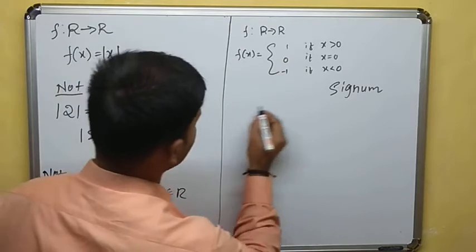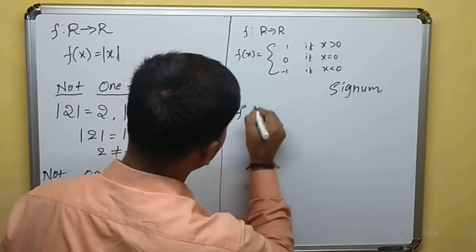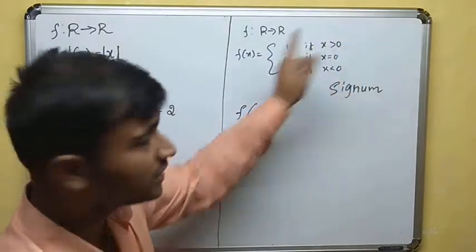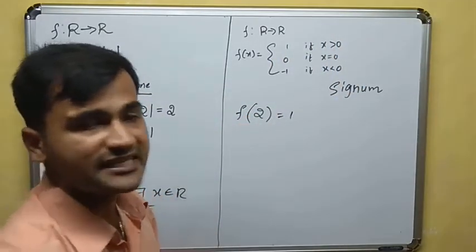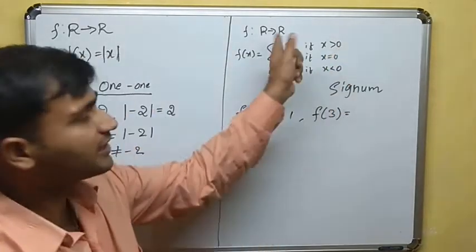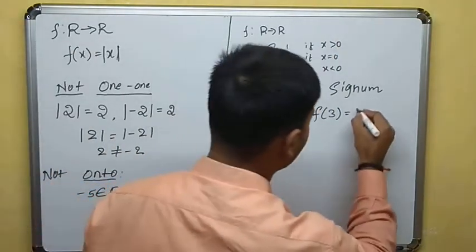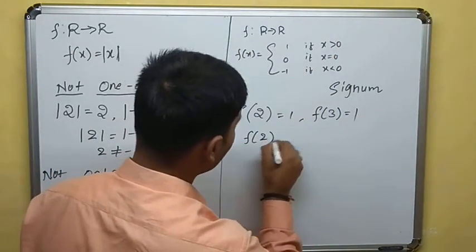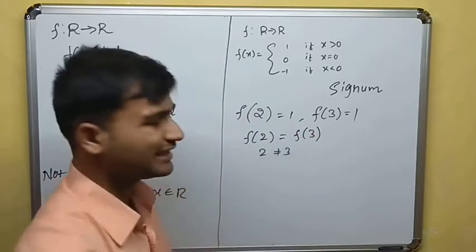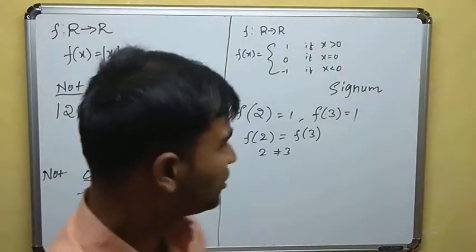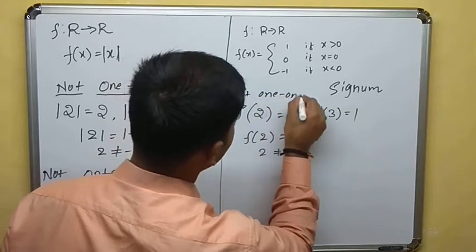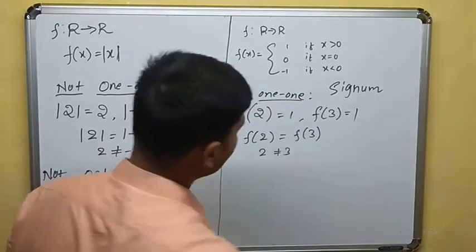Now the signum function. If I consider f of 2, 2 is greater than 0, therefore f of 2 is equal to 1. Similarly, if I consider f of 3, this 3 is also greater than 0, therefore we get 1 again. Therefore, f of 2 is equal to f of 3, but 2 is not equal to 3. Therefore, this function is not one-one. Next, we shall check the onto condition.